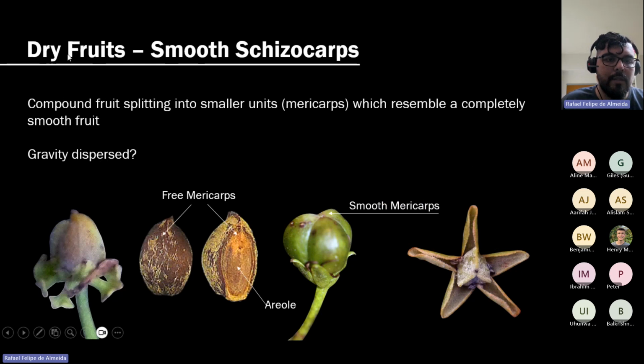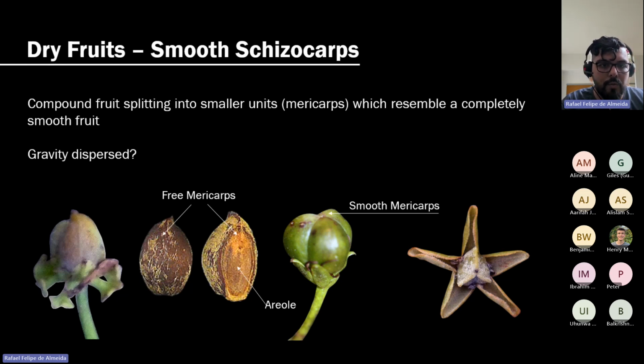And you will also have the dry fruits, the schizocarps. So the schizocarps, they are compound fruits splitting into smaller units, the mericarps, which resemble a complete entire fruit unit. Okay, so here we have three different types: the smooth ones, the winged ones, and the setose ones, the bristled ones.